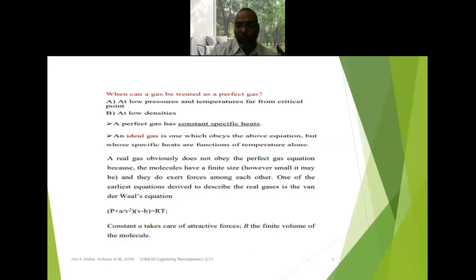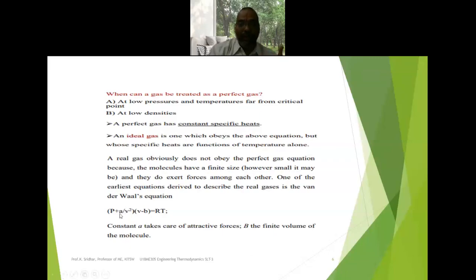Why do we have to add a by V squared to the pressure, and why do we have to subtract b from the volume? That is very important. That is why these changes are incorporated in the van der Waals equation of state, and that is how it governs the real gas behavior. Here, a means the attractive forces. Just now I told you that there are two important factors in ideal gases. The first one is that the forces of attraction or repulsion are neglected in the ideal gas, but in real gases they have to be considered.